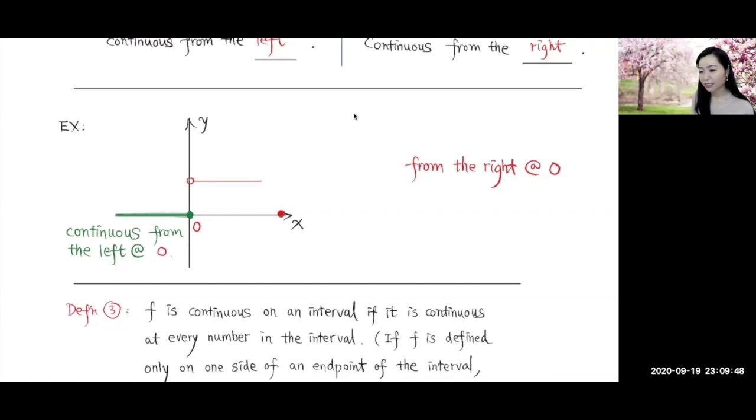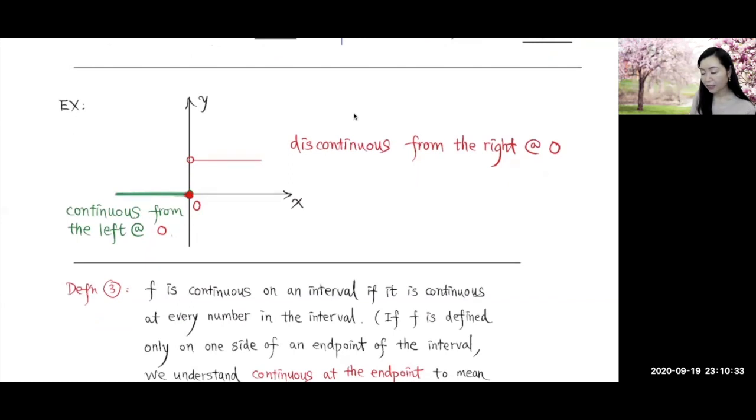What about on the right? Well, when you take the limit of the function as x approaches 0 from the right side, the limit over here is going to go to this value. However, it's different than f of 0. You see, this is an open circle here. So that's not equal to f of 0 here. So this function is not continuous from the right at 0. In other words, it's discontinuous from the right at 0. And you can see this is an open gap right here. So solid dot here, continuous from the left. Open gap here, discontinuous from the right.